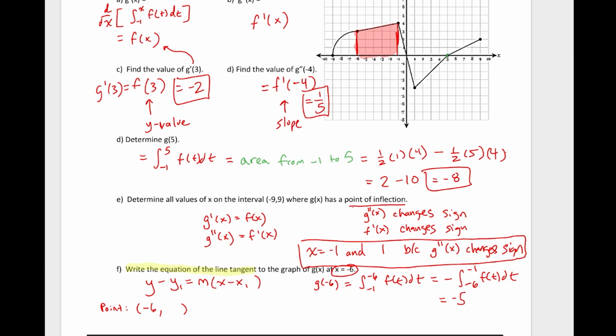Times the average of the heights. Now the heights are 3 and 4, so the average is going to be 3.5. So we have -5 times 3.5. That's going to be, let's see here, 5 times 5 is 25, 5 times 3 is 15. So 5 times 3.5. All right, if my mental math is okay here, it's going to be 17.5. So -17.5. Now that is just the y coordinate of the point. So -6 comma negative 17.5.